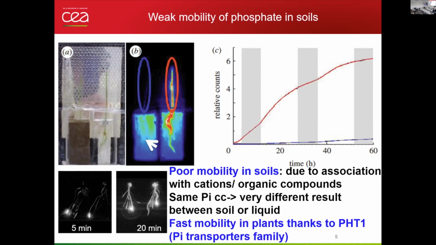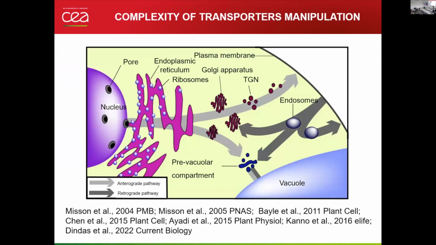So I just want to remind you that there is a very poor mobility of phosphate in soil, mostly because it will precipitate with organic matter or cations. If you have the same phosphate concentration between liquid and soil, it's a lot more efficient in liquid, and you have a very fast mobility in plants thanks to high-affinity phosphate transporters from the PHT1 family. We characterized, and we were the first team to co-publish with Americans, the first mutant for a phosphate transporter in plants.